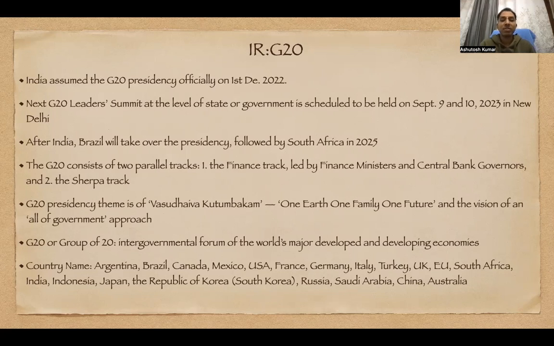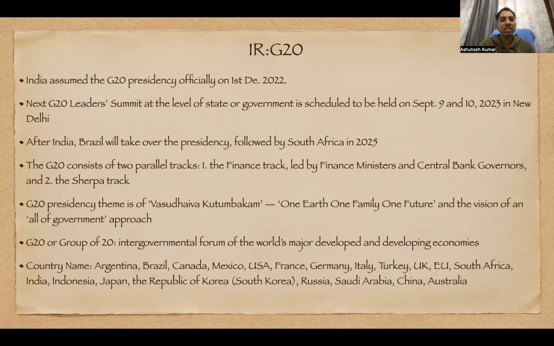After India, Brazil will take over in 2024, and then South Africa in 2025. Prior to India, Indonesia was the president of G20. And even prior to that, Italy was the president.